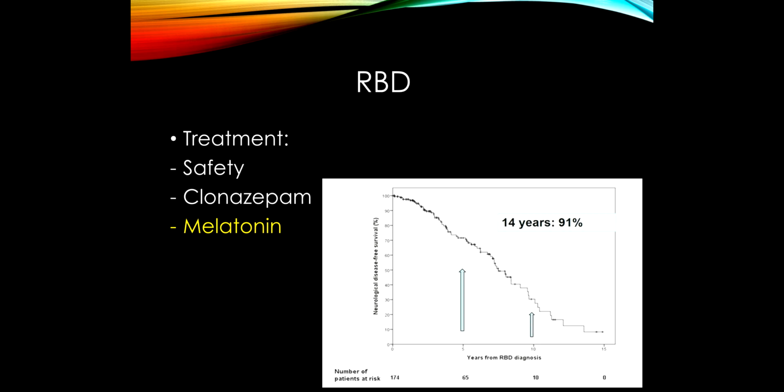Melatonin is so gentle. So this is always our first-line treatment for REM sleep behavior disorder. Often that works very well. And then you may need to add a low dose of clonazepam if you're not getting adequate response with melatonin.